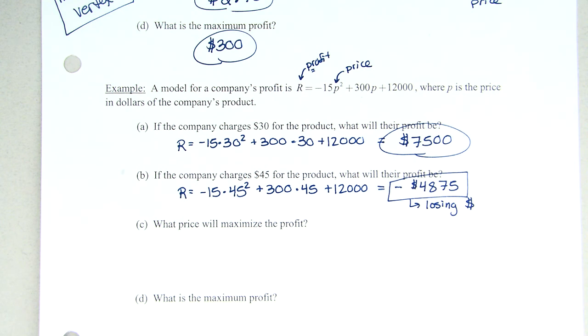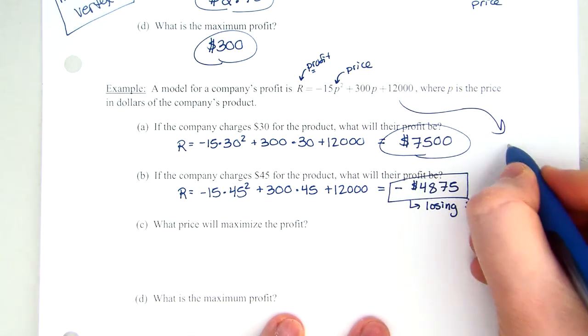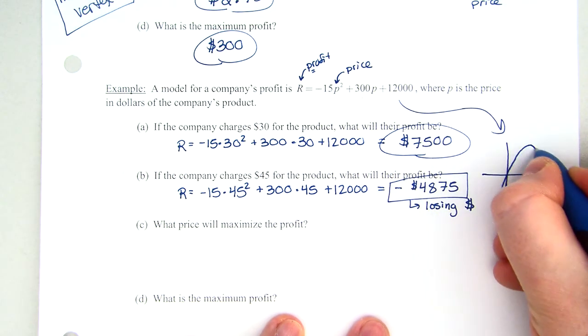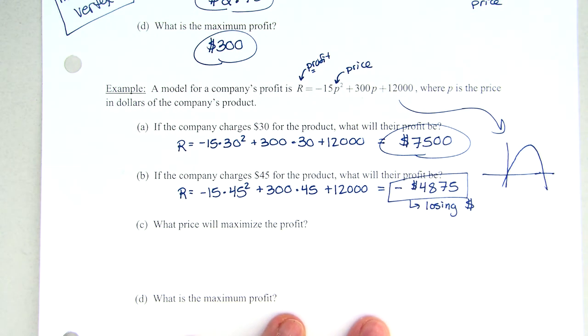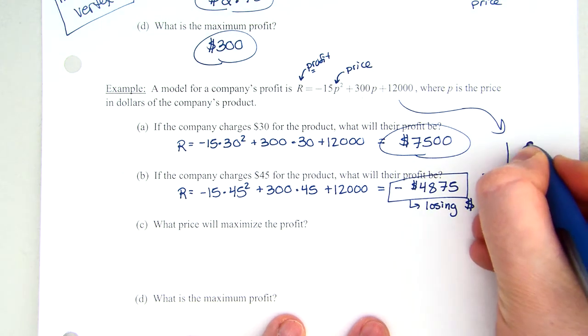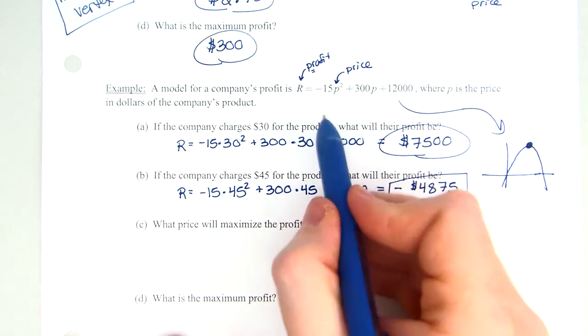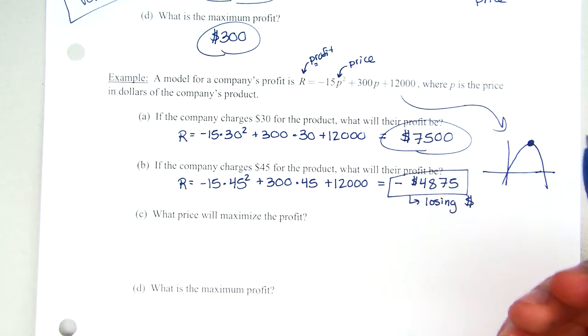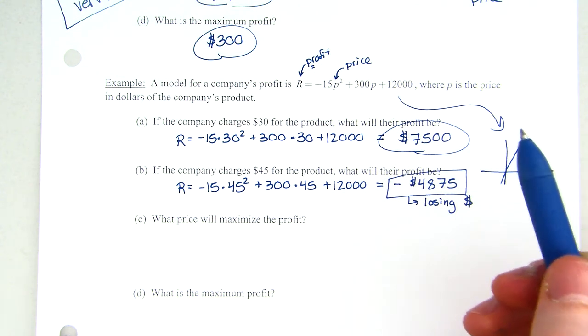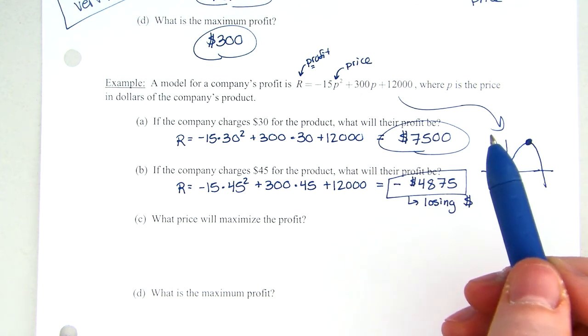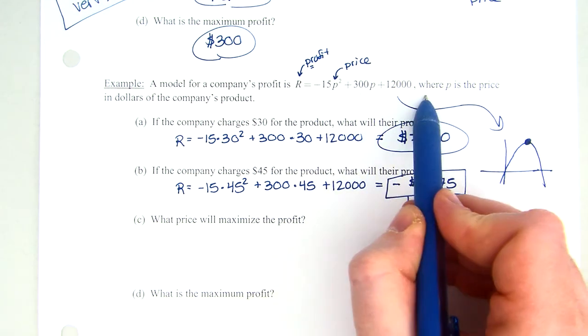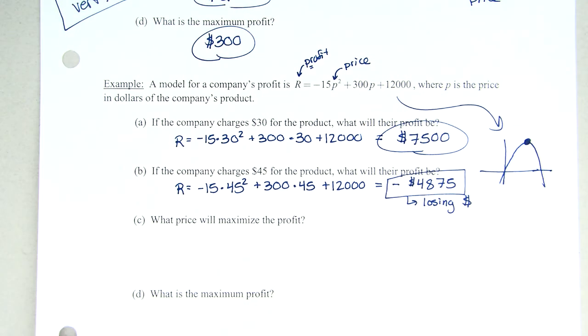In parts C and D, we're asked what price they should charge to maximize the profit, and then what is the maximum profit. Again, if I was to graph this thing, I don't know all the details, but I know it's going to be an upside-down parabola. I want to find the vertex. Unfortunately, in this problem, it's written in standard form, not vertex form, so I can't just look at this and know the vertex. I need to go do that negative b over 2a formula to find the x-coordinate, which in this case is like a p-coordinate, and then plug it in to find the y-coordinate.